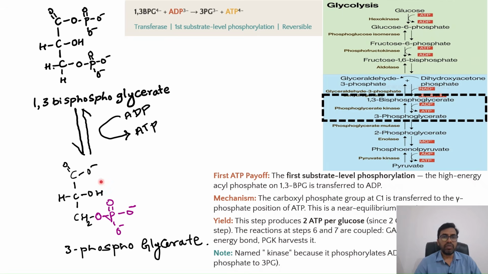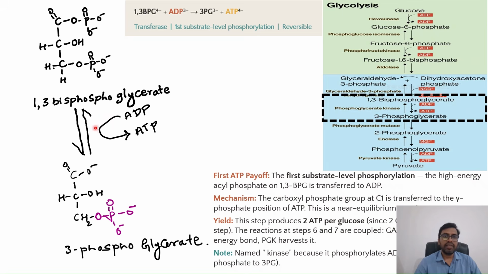When that goes, the remaining group is this carboxylic group. It will become COO minus. The other part of this molecule will remain the same. The only thing is that the phosphate group on carbon number 1 will be taken up by the ADP to become ATP. This particular reaction is catalyzed by phosphoglycerate kinase, an enzyme which converts 1,3-bisphosphoglycerate into 3-phosphoglycerate.